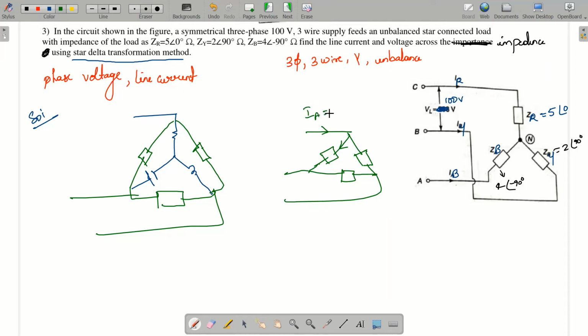Then how are we going to find out the line current? The line current IA equals IAB minus ICA. This current will be in this direction, IAB minus ICA. In this way we will solve.